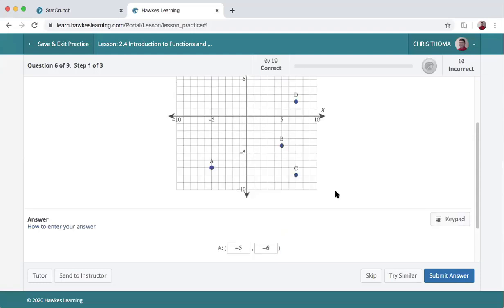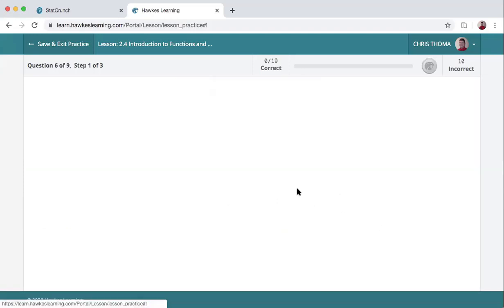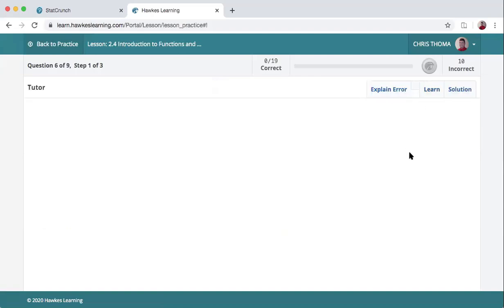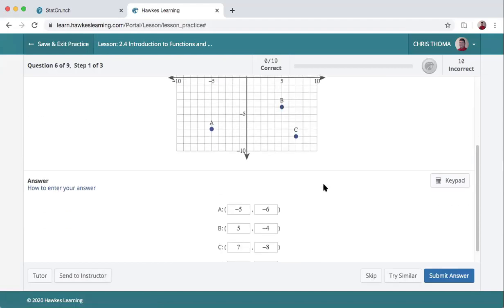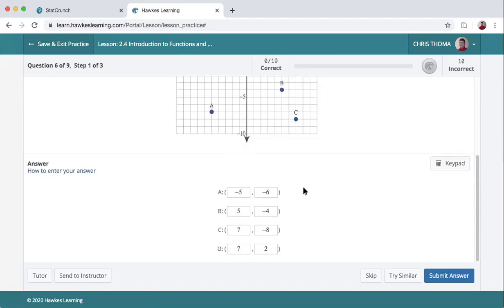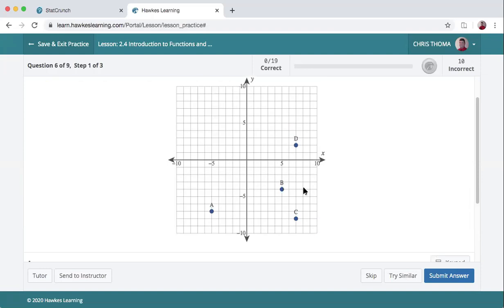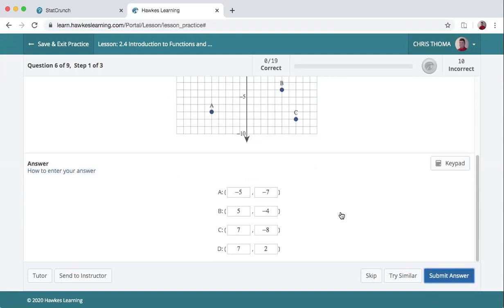I always like to start at the origin because the origin is 0. Oh, must have gone too fast. No, not explain error. Back to practice. Let's check our numbers because I missed something here. D is 7, 2. C is 7, 5, 6, 7, 8. That's right. One of these is off here. Oh, that one. A is not -6, -7. Make sure you count your lines properly. I'll leave this in the video just to remind us we all make mistakes sometimes.